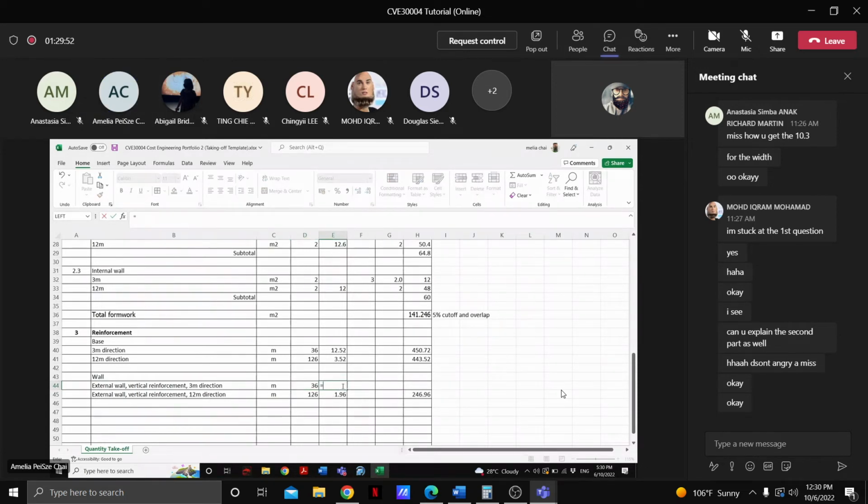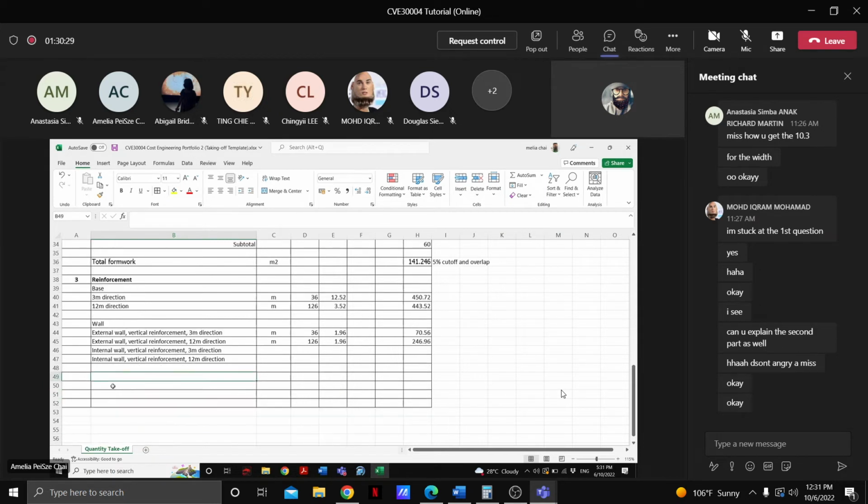We can have a subtotal here if you want. Then we move on to the horizontal reinforcement.